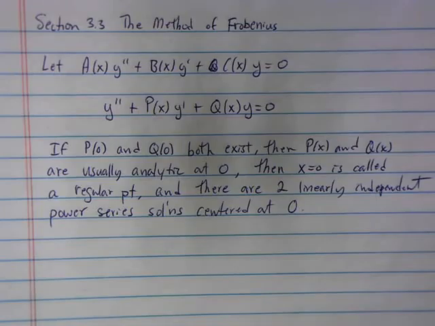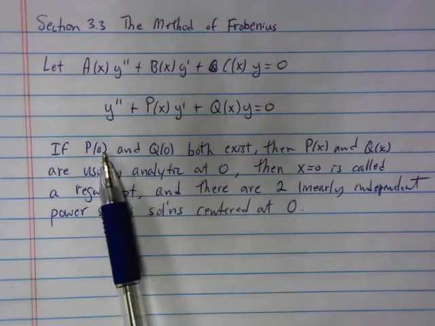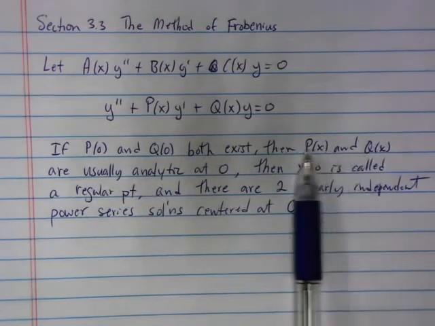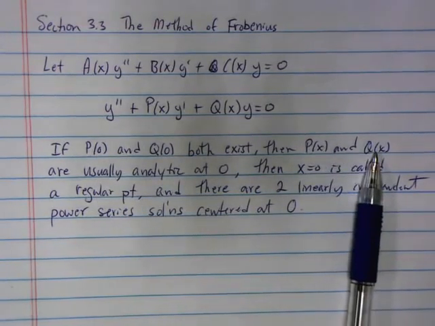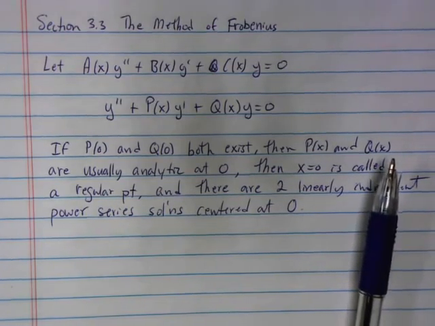So what are we going to do in section 3.3? Not centered at 0? No, it's still going to be centered at 0. Non-homogeneous? No, they will still be homogeneous. They won't be analytic? The P of x and Q of x will not be analytic, which means 0 will not be a regular point. 0 will be called a singular point.